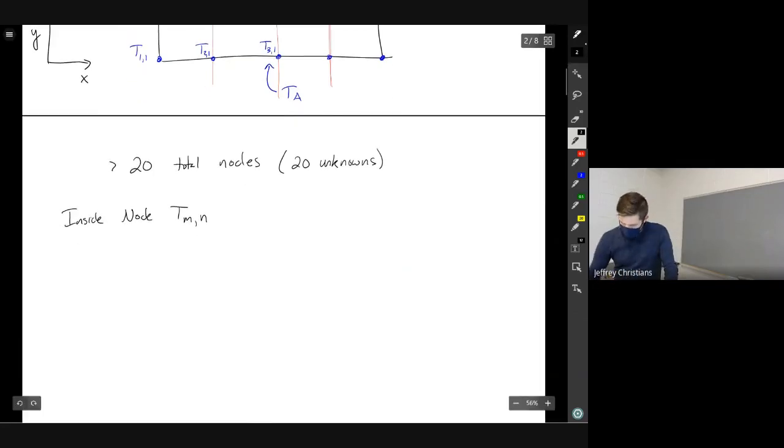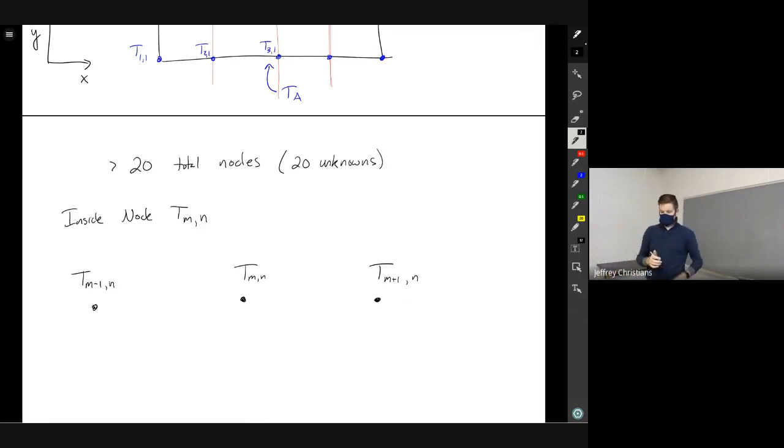If we look at what that looks like, we'll look at it just in one dimension first. So TMN is there, and then there's a node over here. This would be TM plus 1, N. And over here on the other side is TM minus 1, N. So those are the two nodes, the one to the left and the one to the right.